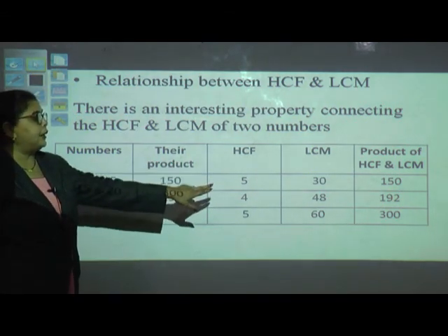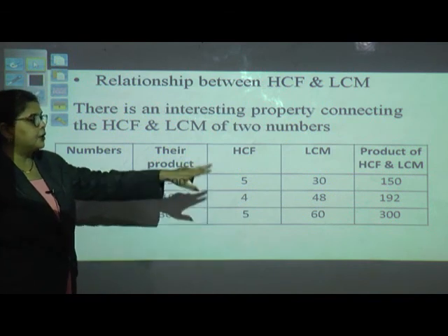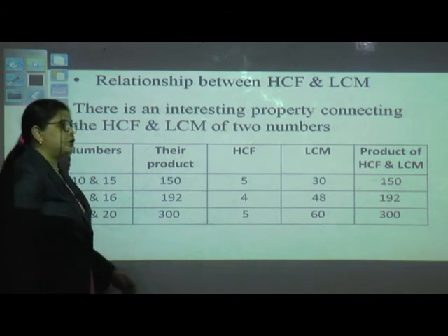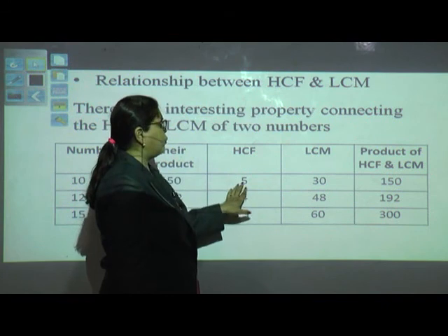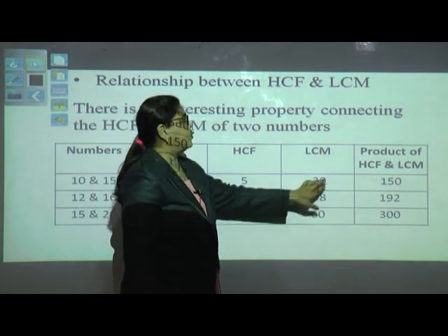Now we have to multiply HCF and LCM, that is 4 multiplied by 48. We get the answer as 192. How to do the multiplication? It's not necessary to go through the long multiplication, because we have a single digit and a 2-digit number. You can write the 0 as it is.